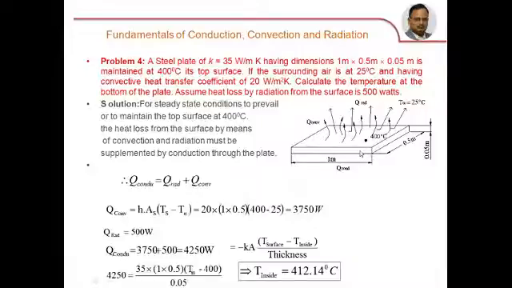Heat transfer takes place from bottom to top by means of conduction. Whatever amount of heat is received by the surface by means of conduction enters the environment by means of convection and radiation together. Because the energy gain is equal to energy loss, the surface temperature is maintained at 400. It's an important problem having all three modes of heat transfer in it.